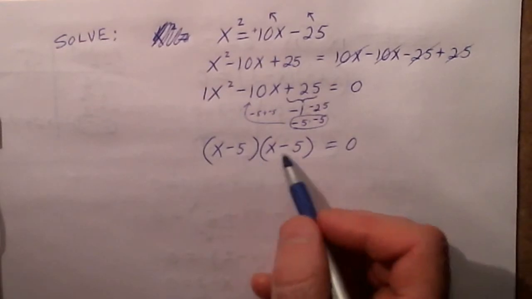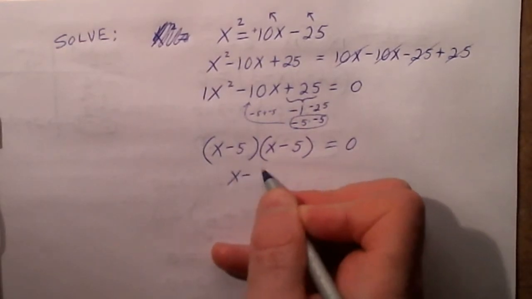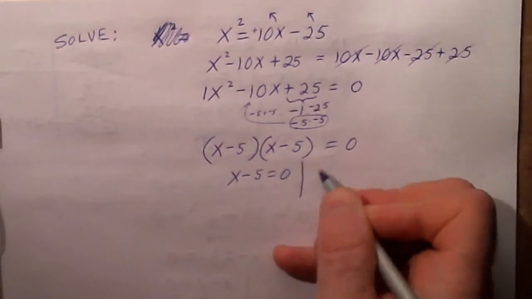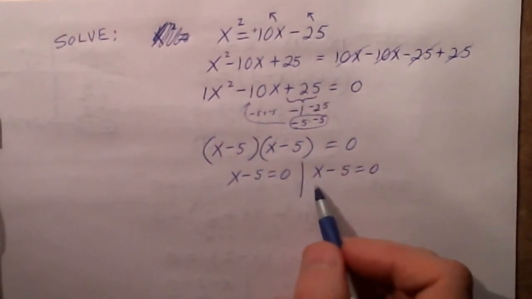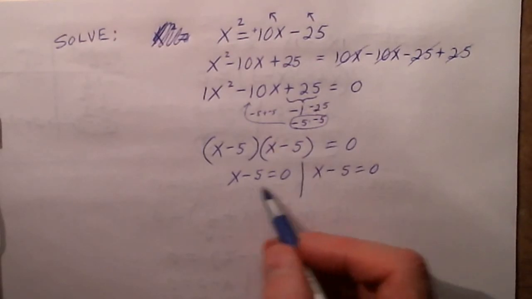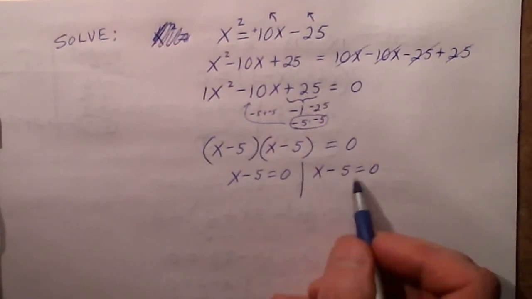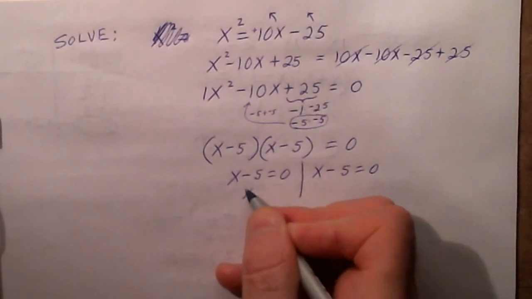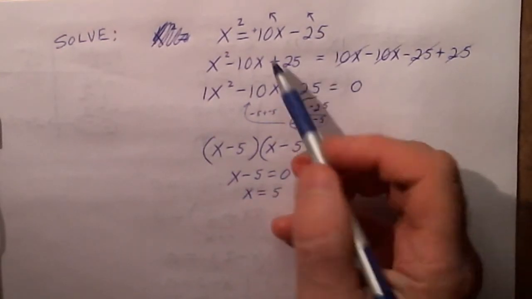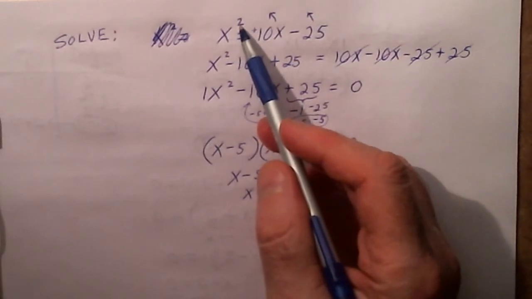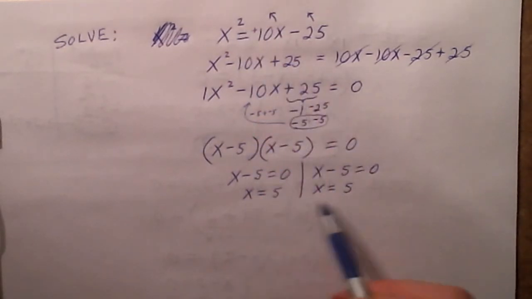And now we set both these factors equal to 0 since they're variable factors. And then we just solve both resultant first degree equations. Notice they are identical equations, so they're going to generate identical solutions, namely 5. So as it turns out, this equation, the second degree equation, does have 2 solutions, but it just so happens that the solutions are repeated solutions.